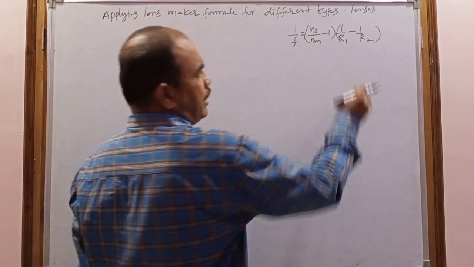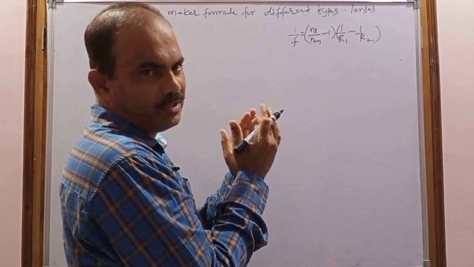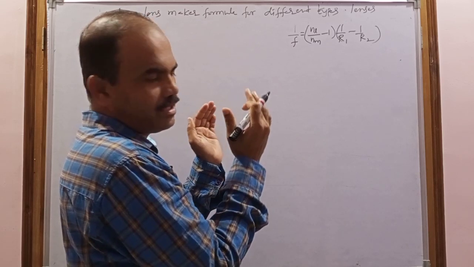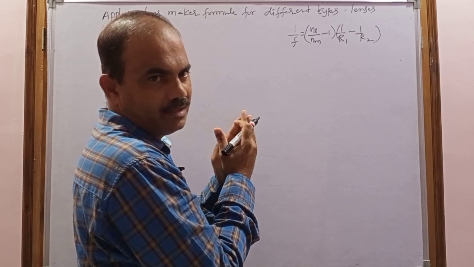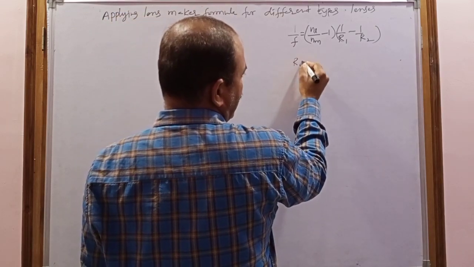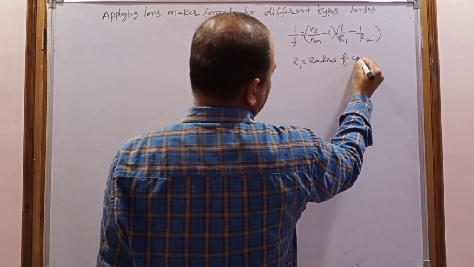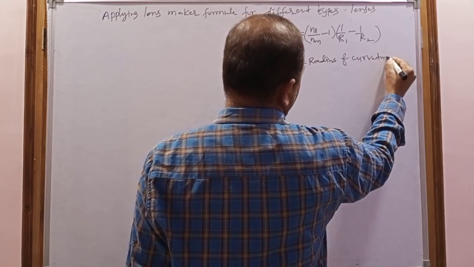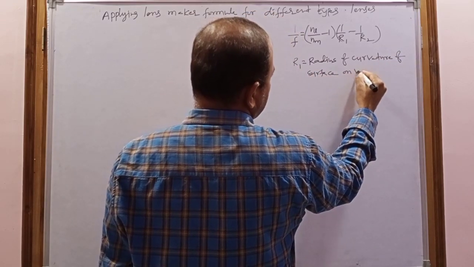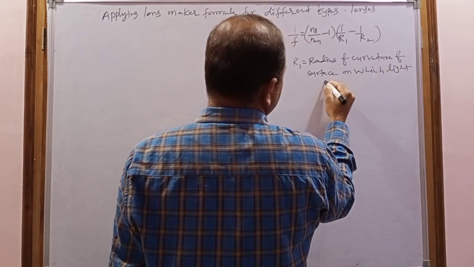So now again, generally lenses have two surfaces. You get the confusion: which surface can be taken as the first surface, and which surface can be taken as the second surface? To overcome that, you have to remember R1 is nothing but the radius of curvature of the surface on which light is incident.